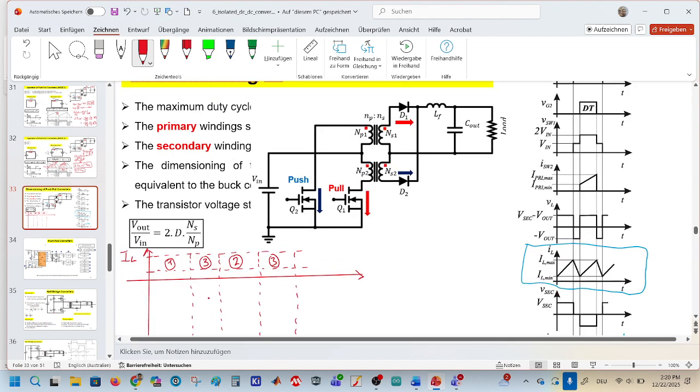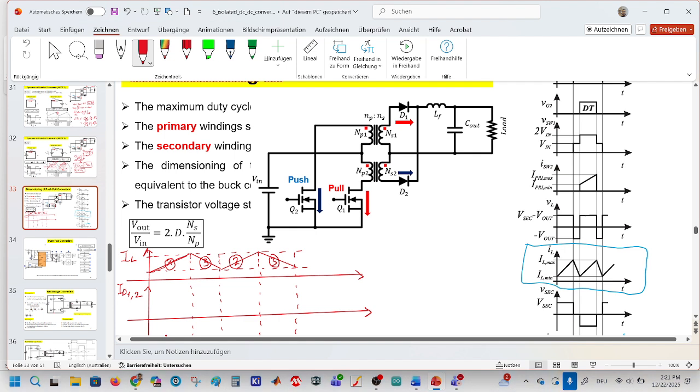Let's zoom in. I will use exactly this shape here. Current rises and then current decreases and then rises again. And here I have the current waveforms, both of them, both of the diodes on the same axis.